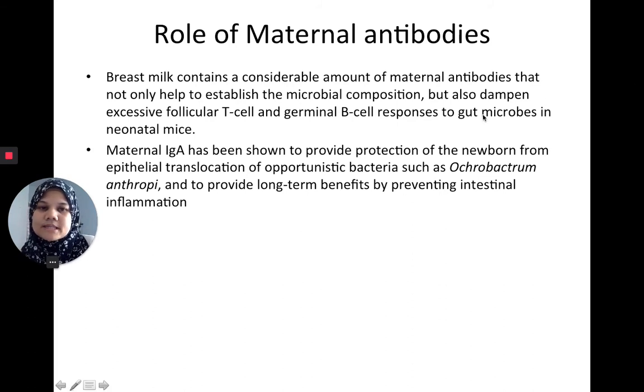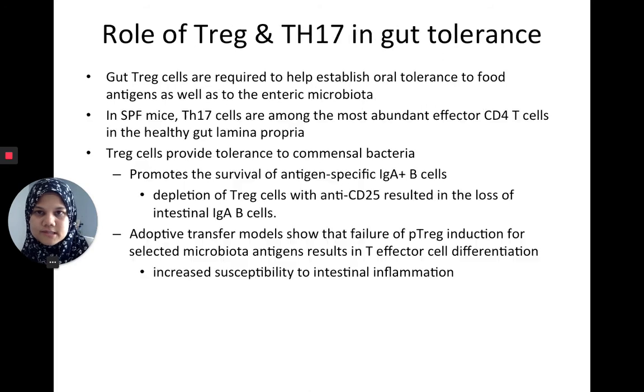So it's inducing tolerance and preventing intestinal inflammation towards the gut microbiota when you actually have breastfed babies. So breast milk is a very good source of a lot of goodness. Part of the gut tolerance is also the role of the Tregs and the Th17s. They're very important to establish the tolerance to food antigens.